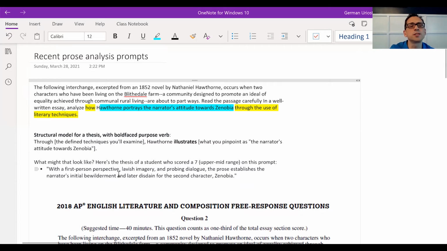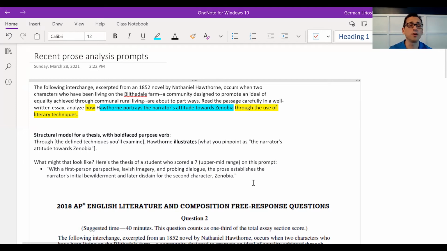With a first-person perspective, lavish imagery, and probing dialogue, the prose establishes the narrator's initial bewilderment and later disdain for the second character, Zenobia, right? A clear and concise thesis, right? And I think it works pretty well here.